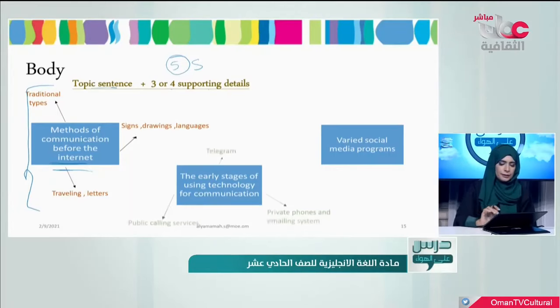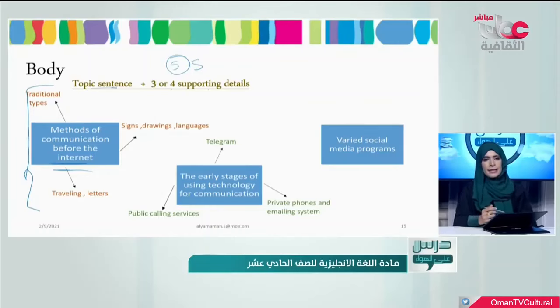Look at the second one, the early stages. Here we may talk about the telegram, public calling services, private phones and emailing systems, because we just started at the beginning with these things. When it starts to have the connection between people, it starts with those simple things.